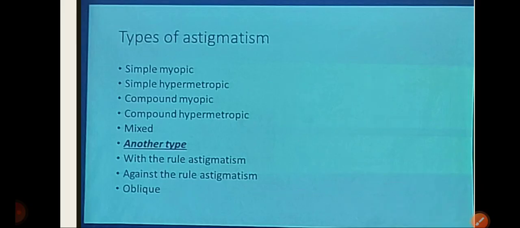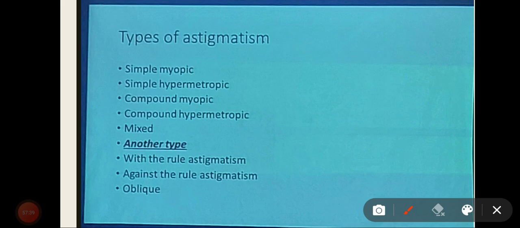Oblique astigmatism. Oblique astigmatism is a type of regular astigmatism wherein the two principal meridians are not horizontal and vertical, but are at right angles to one another. Example: 45 degrees and 135 degrees.